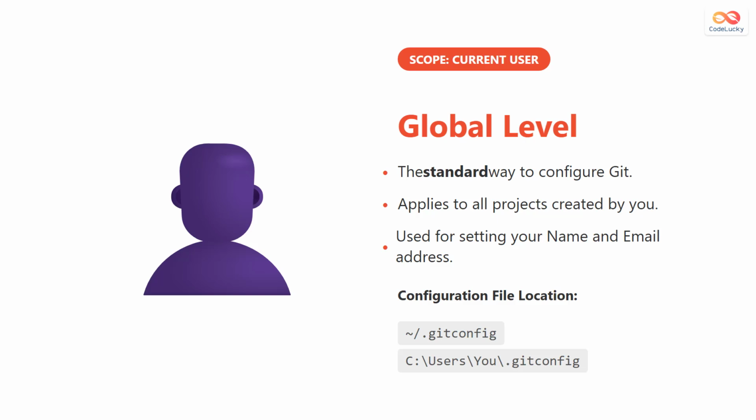Next is the global level. This is the most important one for you. It applies to your specific user account on the computer. Any setting you define here will be the default for all your personal projects. This is where you typically save your name and email address so you don't have to type them for every new project.